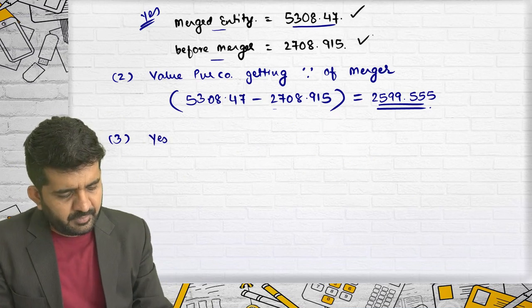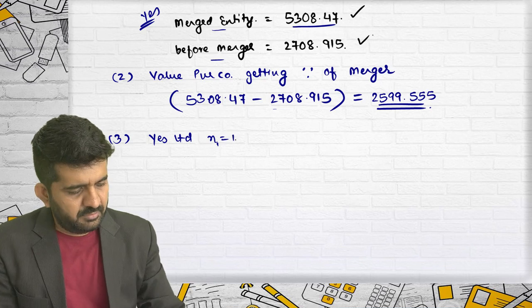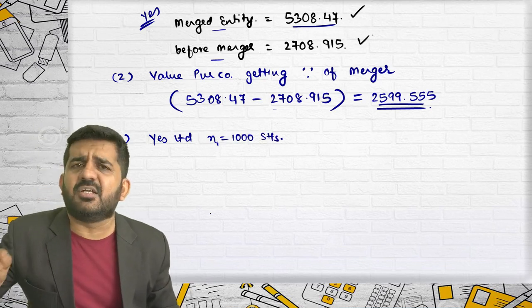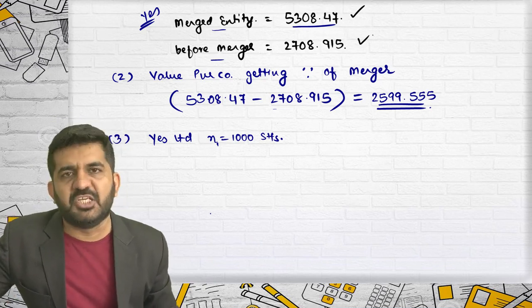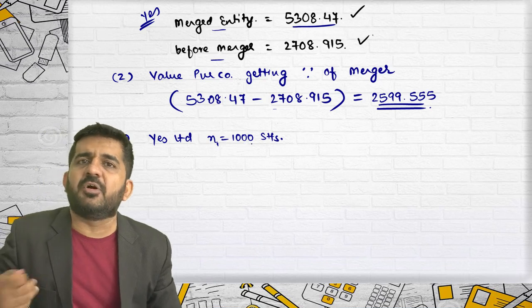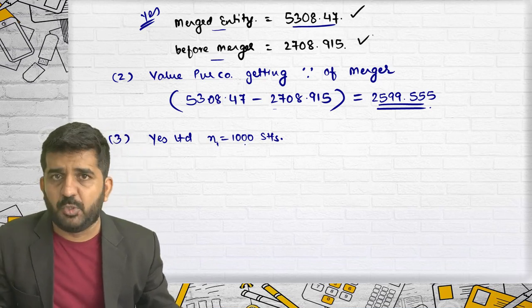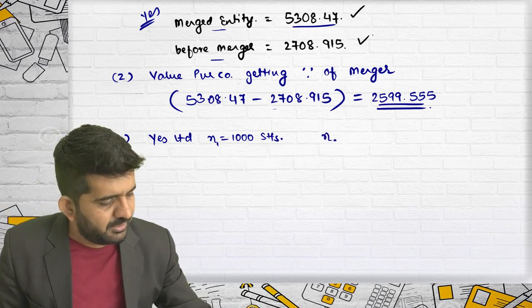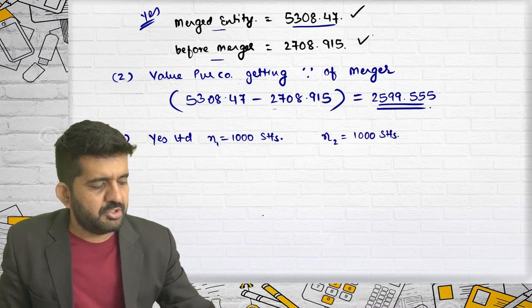Number 3. Assume Yes Limited N1 was 1000 shares. I am making the concept somewhat easy. Rather than doing it in proportion, I am assuming some figure. Sir, can't we assume 100 shares? You can always do it. Can't we assume 1000 shares? You can always do it. Can't you assume 10 crore shares? You can always do it. But then N2 should also be 1000 shares.